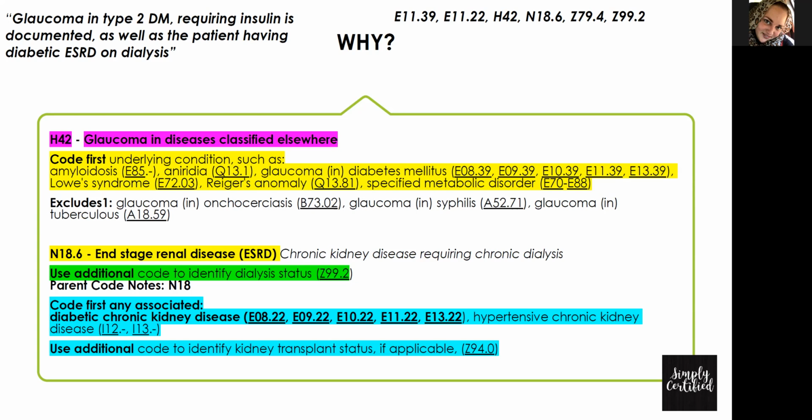And of course, you would code hypertensive chronic kidney disease, which also has combination codes, but this patient's hypertension was not documented. That's a great example of instructional notes right there, right? Use additional code to identify kidney transplant status if applicable, which this patient doesn't have a transplanted kidney, but that is important to pay attention to because a lot of the times they, believe it or not, do.